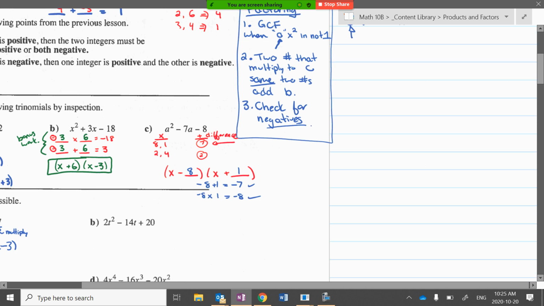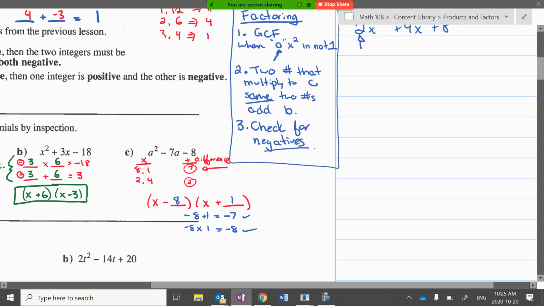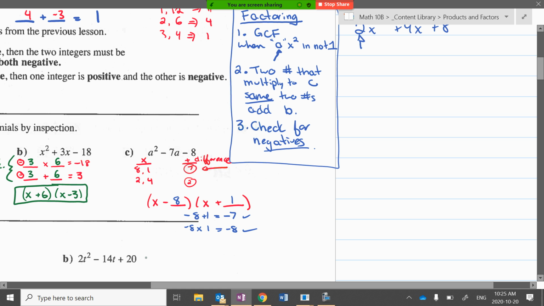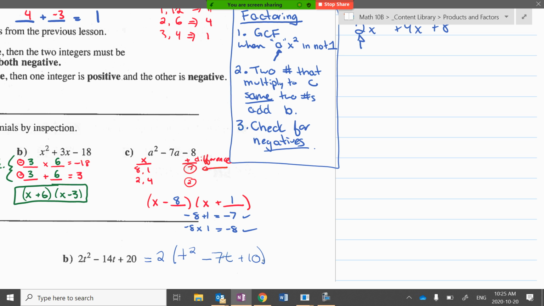Okay, so question 2, there is a number in front of my squared term. So our first reaction should always be, is there a greatest common factor? Yes, there's a 2. So first thing we have to do is factor out a 2. So this was like lesson 1 of this unit. I'm going to factor out a 2. Leaves me with t squared minus 7t plus 10. Does that make sense how I got out that 2? If I multiply it back in, am I back at the original question?